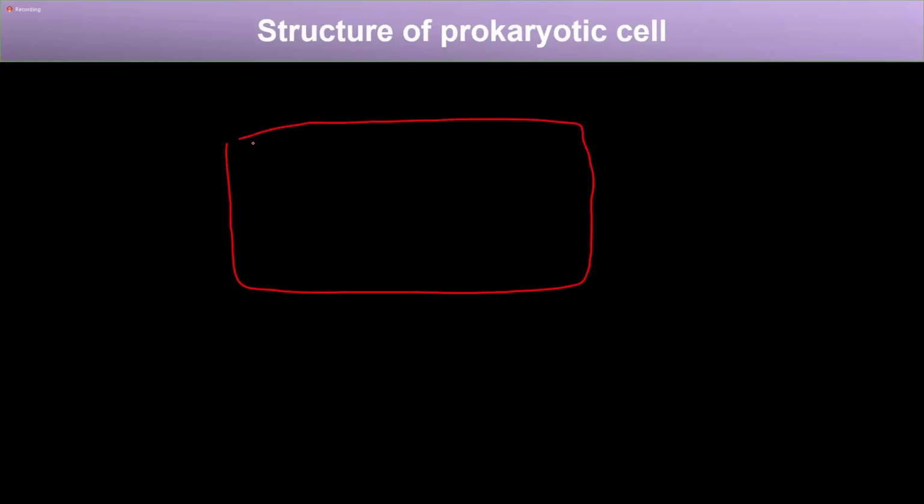Now, we'll study how a bacteria looks like. So just like in our last lecture, we saw how a cell looks like, now we'll see how a typical prokaryotic cell looks like. So the typical prokaryotic cell has an outer boundary. This is the boundary of a prokaryotic cell that is called the cell wall. The boundary is known as cell wall.